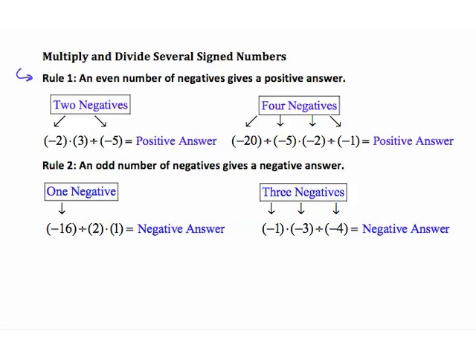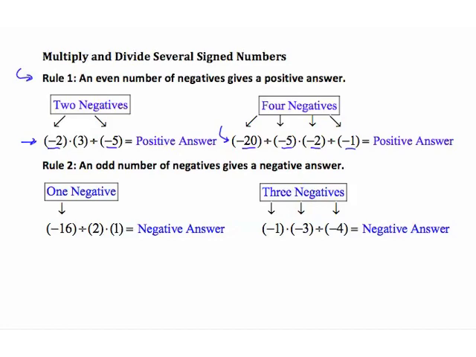So taking a look here, I have 2 negatives in this problem. I'm multiplying and then dividing, but I have 2 negatives. That tells me in the end that I'm going to get a positive answer. So after I get done working this problem, I would check to make sure that I had a positive answer. Over here, I have 4 negatives: 1, 2, 3, 4. That is also going to give me a positive answer. So when I got done working out this multiplication and division, I would check to make sure that my answer was positive.